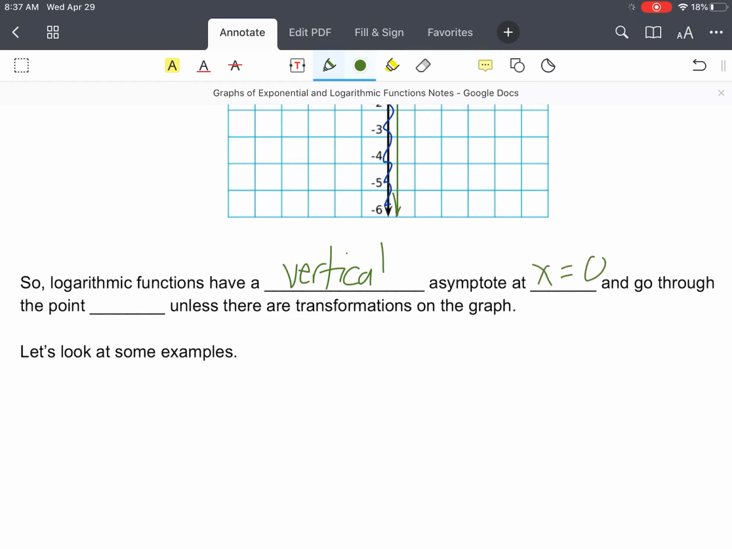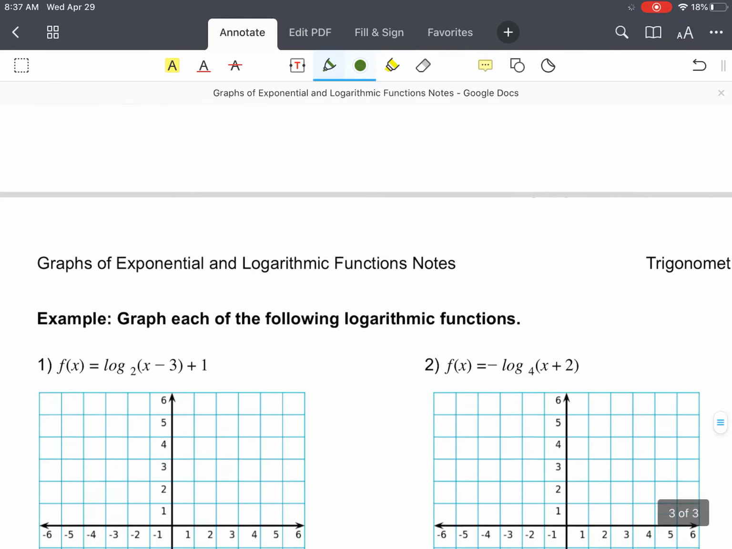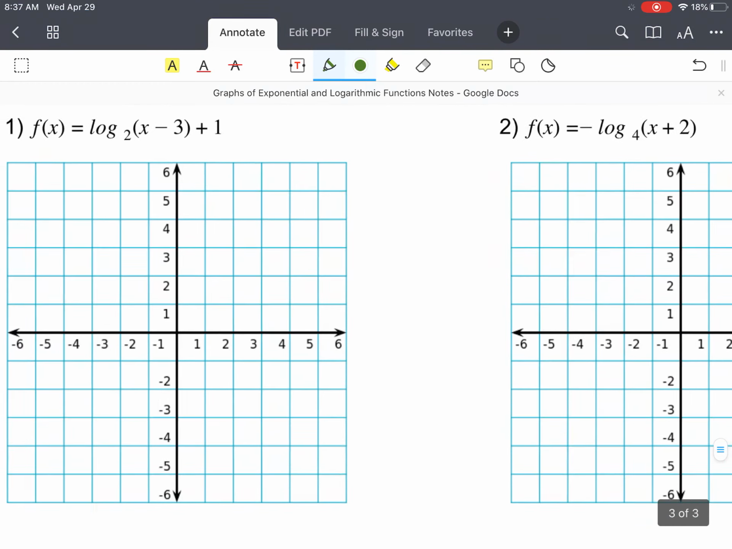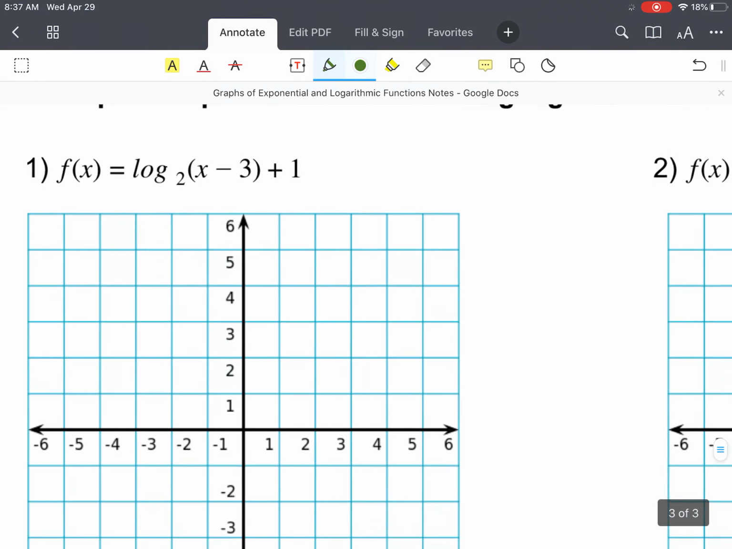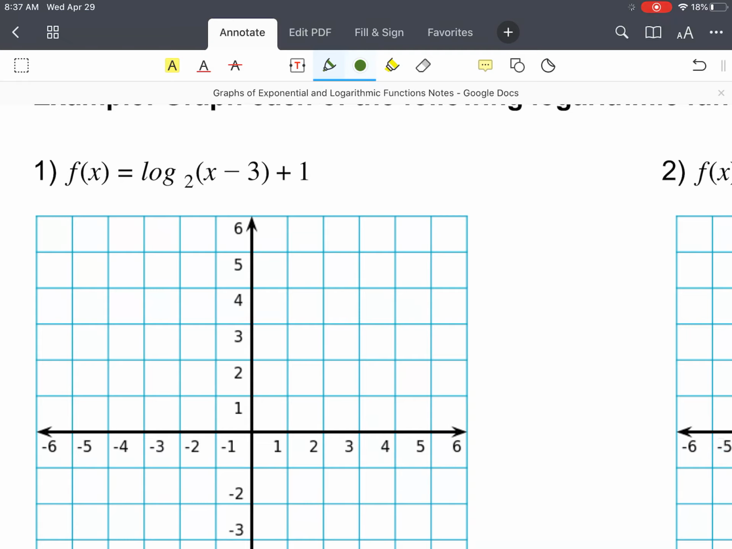So logarithmic functions have a vertical asymptote at x equals 0 and go through the point 1, 0, unless it moves around. So let's look at some examples of that.